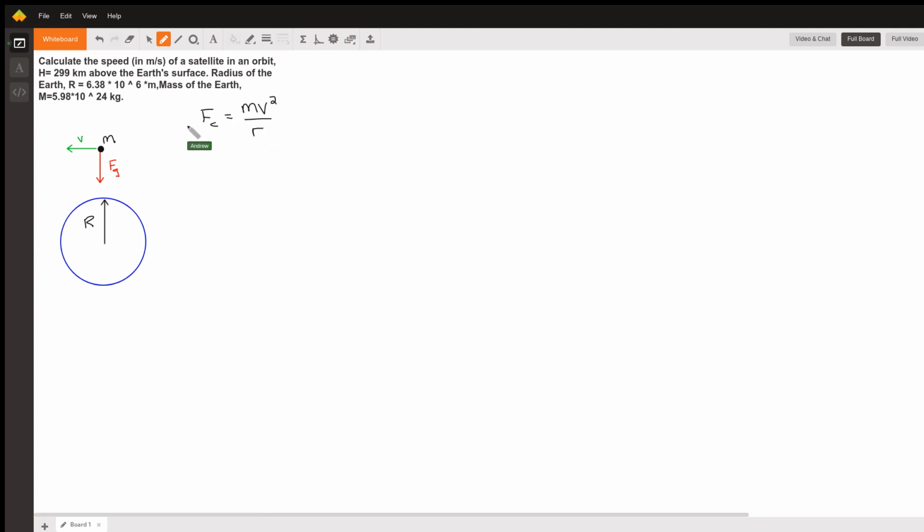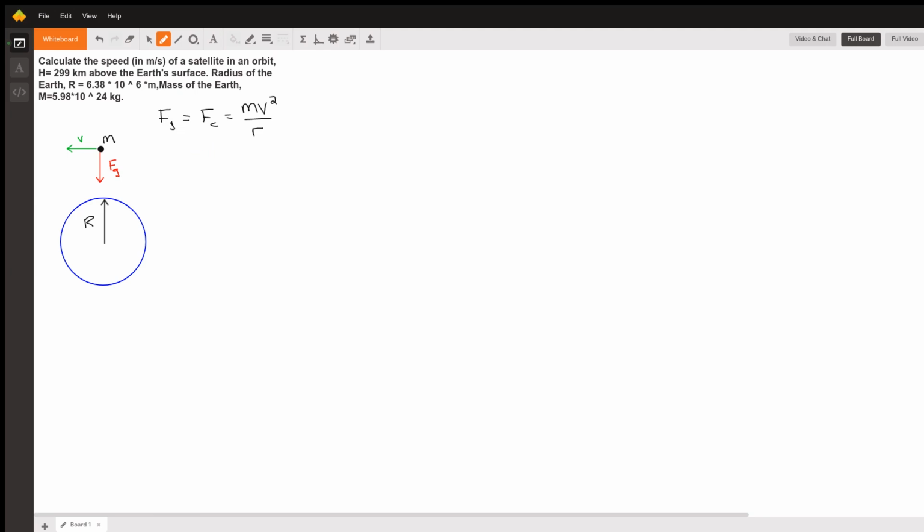where m is the mass of the object that's moving, v is its velocity, and r is the radius of its orbit. And in the case of a satellite around Earth, this centripetal force is provided by gravity. So this is a gravitational force between the satellite and the Earth. That's supposed to be a g.